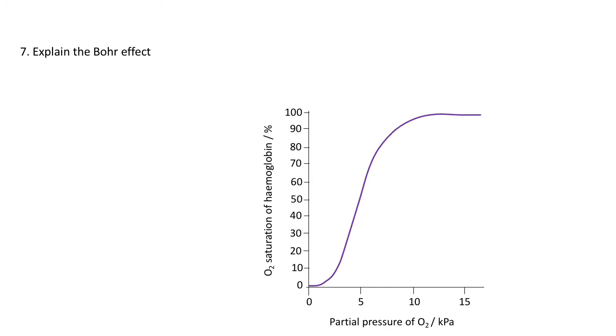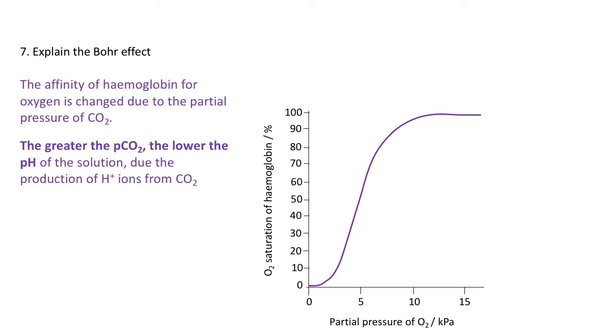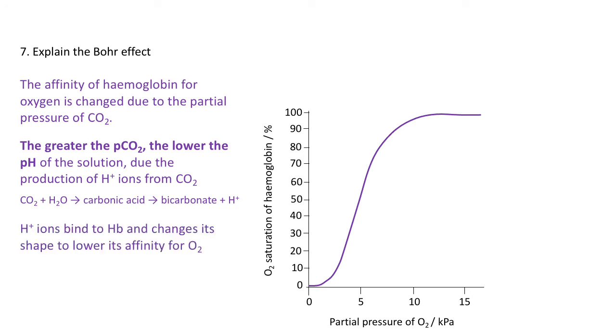Okay, finally question 7, so the Bohr effect. So your answer should look like this. So I'm showing you the chemical reaction for how carbon dioxide lowers pH. You don't need to actually know that. You just need to recognize that where there's a higher partial pressure of carbon dioxide, the hydrogen ion concentration increases, and so that lowers the pH. And the other parts of your answer should have this information.